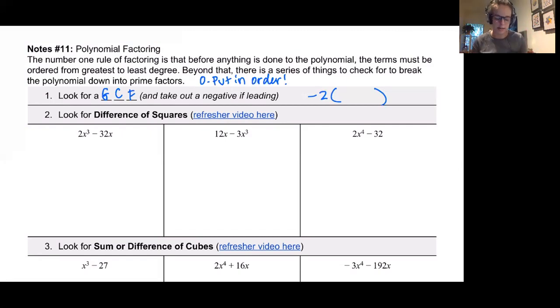So the difference of squares, if you need a reminder, there's a video there. Difference of squares, remember, is like when you have x squared minus 16 and you recognize, oh okay, x squared is a square and 16 is a square. So this could be x plus 4, x minus 4, like that. So that's a very common example. So I'm going to go ahead and try this problem here.